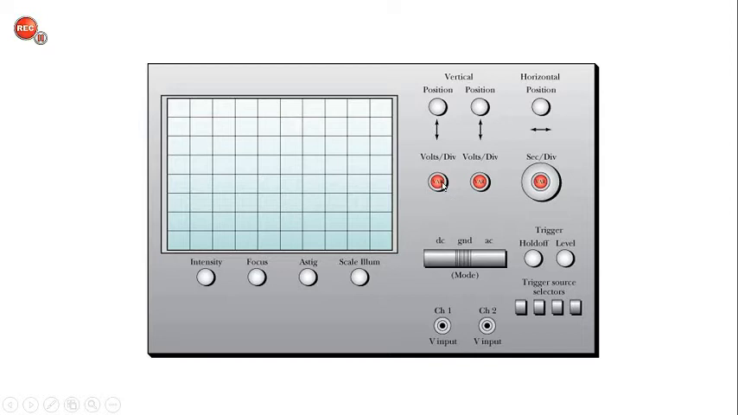These are essentially zoom knobs. These allow us to zoom in and out on the waveform in the vertical direction, so it stretches it vertically. We also have the seconds per division knob. This is essentially a zoom knob that allows us to zoom in horizontally.